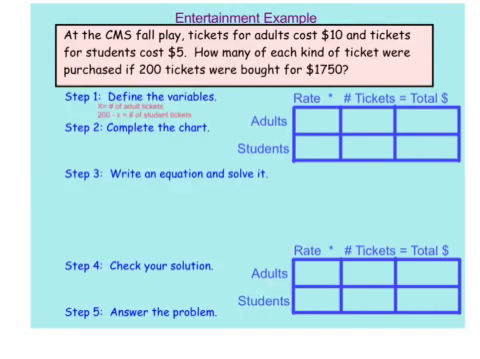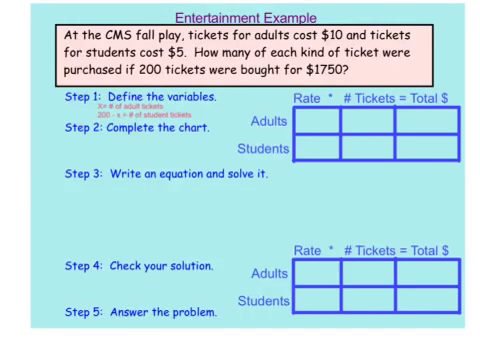The video for this one is on the entertainment example, and I thought it might be helpful. It's just like the one we did in class, but this way you can go back and replay it, look over the things that maybe you didn't quite understand the first time. I have already filled in the variables, and remember that's often the tricky part, defining the variables.